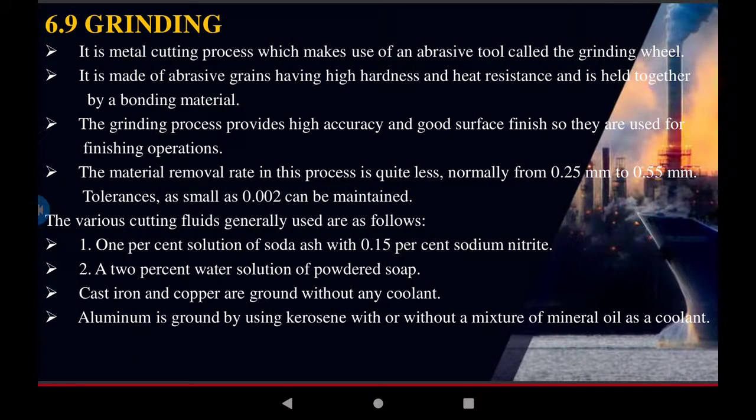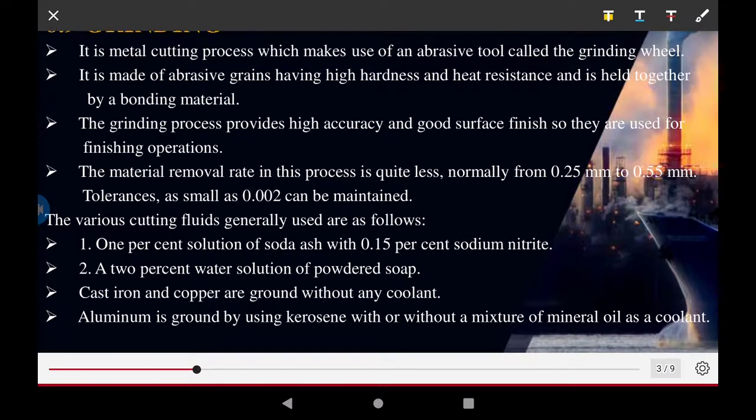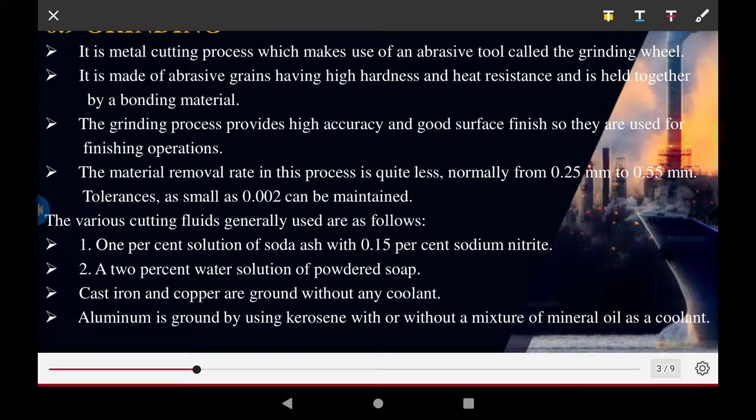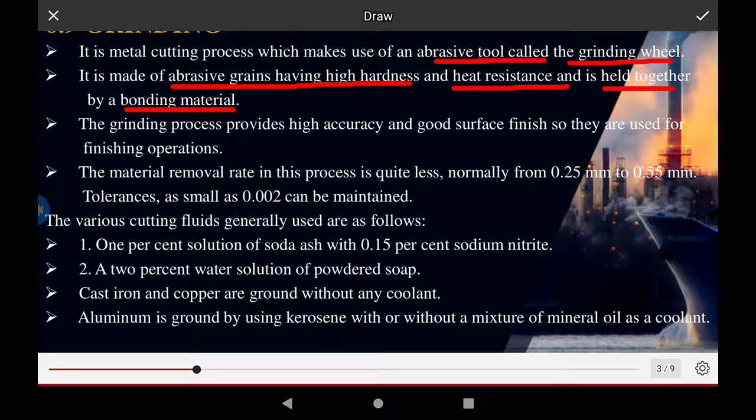Grinding machine. What is grinding? Grinding is a metal cutting process which makes use of an abrasive tool, the grinding wheel. The grinding wheel is made of abrasive grain having high hardness and heat resistance, held together by a bonding material. The grinding process provides high accuracy and good surface finish. It is used for finishing operations.